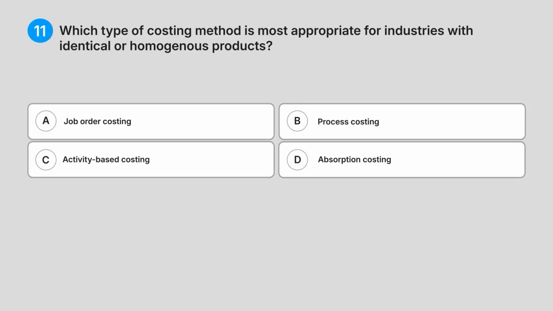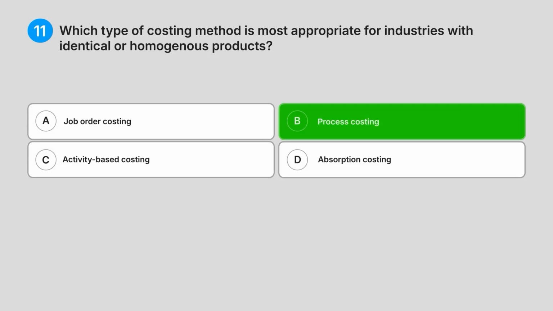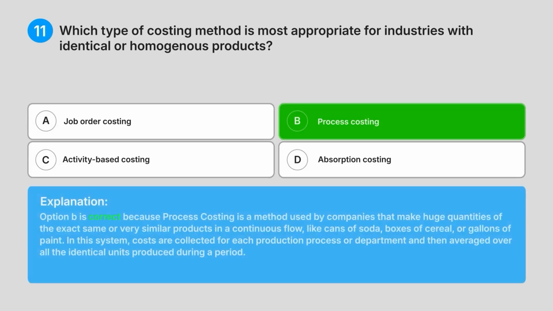Correct answer, B. Process costing. Explanation. Option B is correct because process costing is a method used by companies that make huge quantities of the exact same or very similar products in a continuous flow, like cans of soda, boxes of cereal, or gallons of paint. In this system, costs are collected for each production process or department and then averaged over all the identical units produced during a period.